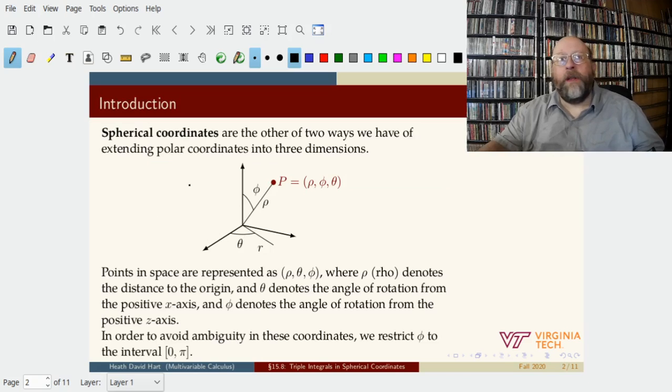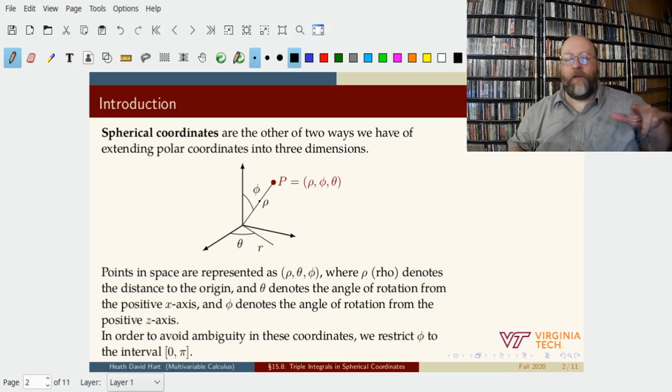Spherical coordinates are a three-dimensional polar system that involves an angle from the x-axis and an angle from the z-axis. You'll often find this system used in aerospace when you talk about changing the yaw, changing the pitch of a plane. You have this plane that can change in multiple ways.